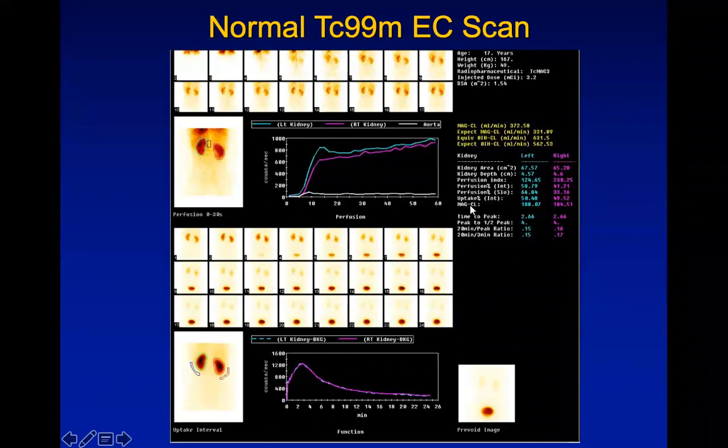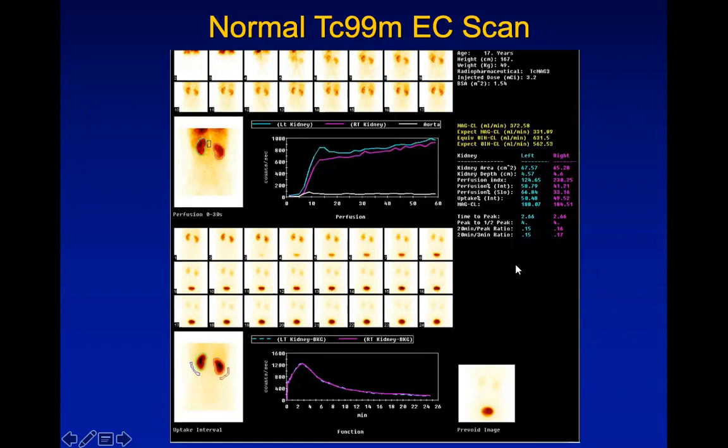So the percentage function will be given by this uptake value. The uptake value is 50.5 on the left and 49.5 on the right, so roughly 50-50 on each side. Up to 45-55 is normal, depending on the size of the kidney. You can have a small kidney with absolutely normal function, in which case, because of the smaller size, this might give you a value of 40% on one side and 60% on the other side.